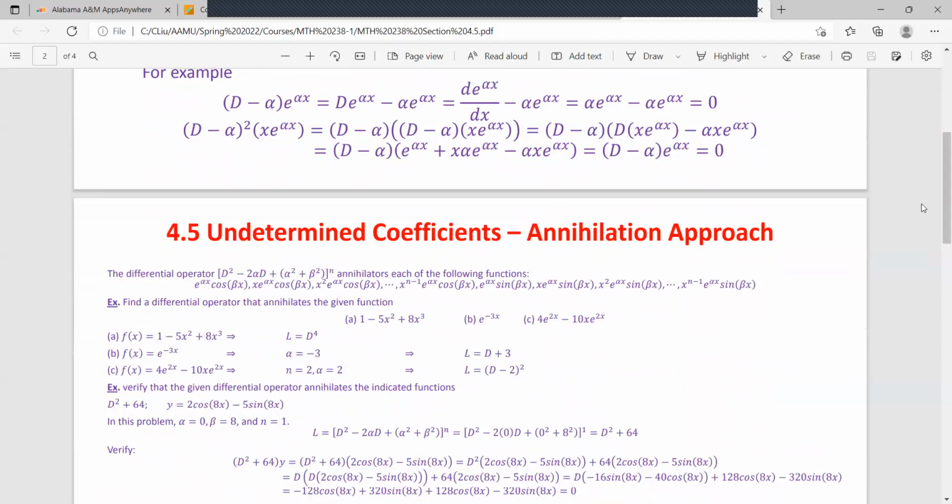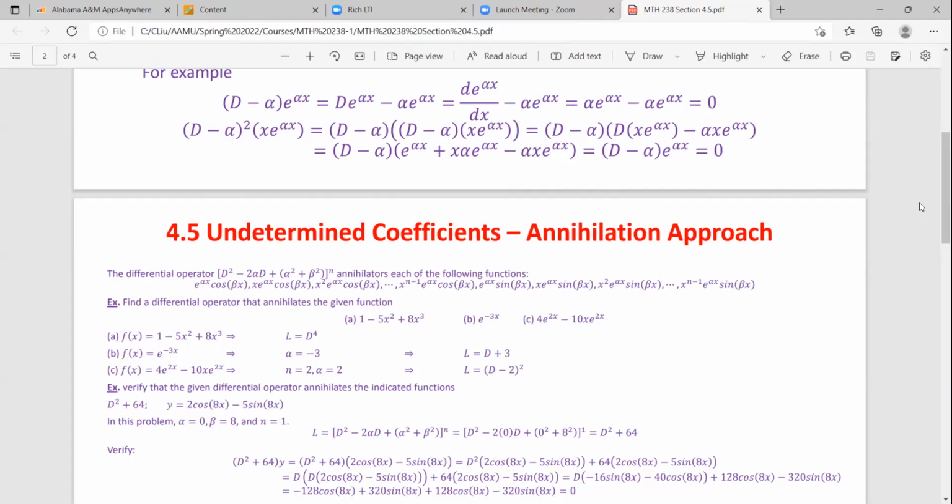We can also use the differential operator D squared minus 2 alpha D plus alpha squared plus beta squared, to the nth power, to annihilate each of the following functions: e to the alpha x cosine beta x, x e to the alpha x cosine beta x, x squared e to the alpha x cosine beta x, up to x to the n minus 1 e to the alpha x cosine beta x, and e to the alpha x sine beta x, x times e to the alpha x sine beta x, x squared times e to the alpha x sine beta x, up to x to the n minus 1 e to the alpha x sine beta x.